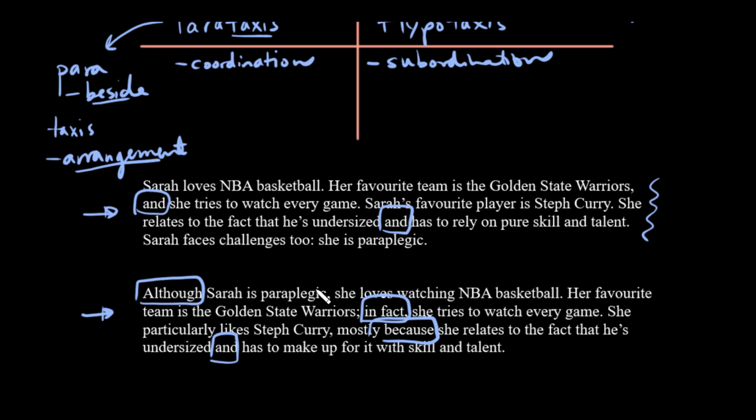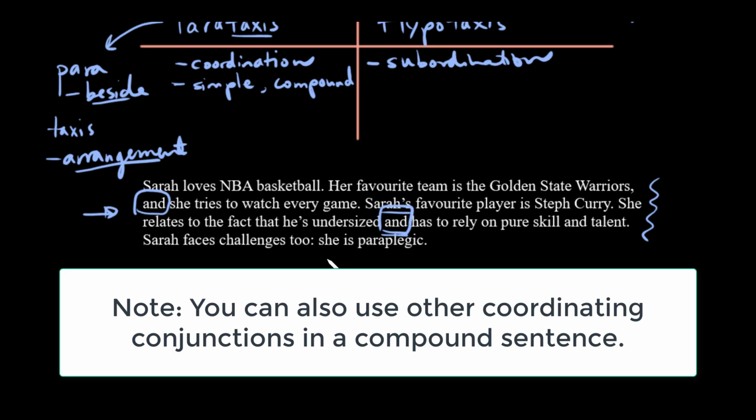So what you see then in these kinds of sentences is a difference between, with parataxis, simple sentences and sometimes compound sentences. Okay, so a compound sentence is just one that connects a couple of independent clauses with and, as you can see here, and a simple sentence is a sentence that just has one clause.